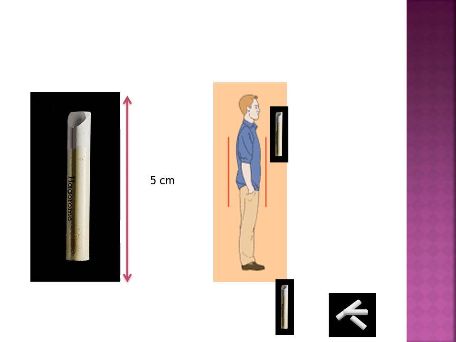Now from this activity we see that potential energy depends on mass as well as height. If the mass is the same and the height is different, then the potential energy will be different. And if the height is the same and the masses are different, then also the potential energy will be different.